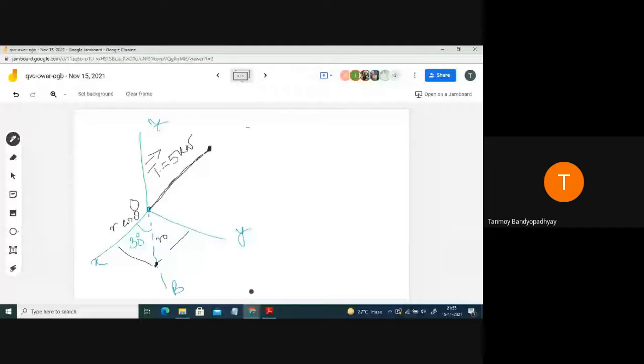So NOB, so ROB. So what will be vector ROB? So that will be equal to, what will it be? Your R cos theta I cap. This theta is actually 30 degrees, okay? I am not writing theta, I am putting theta as 30. Theta is given. So this is R cos 30 degree I cap plus R sin 30 degree J cap. Okay?